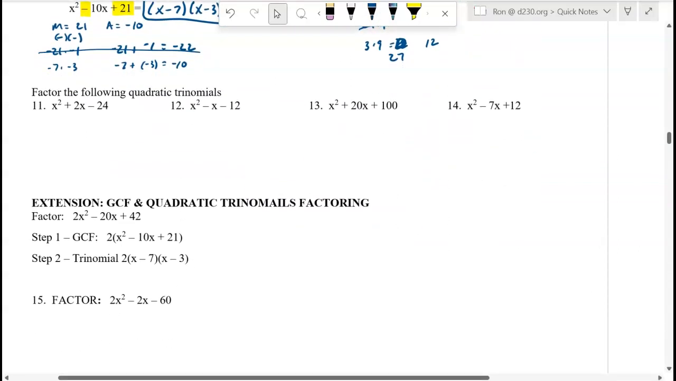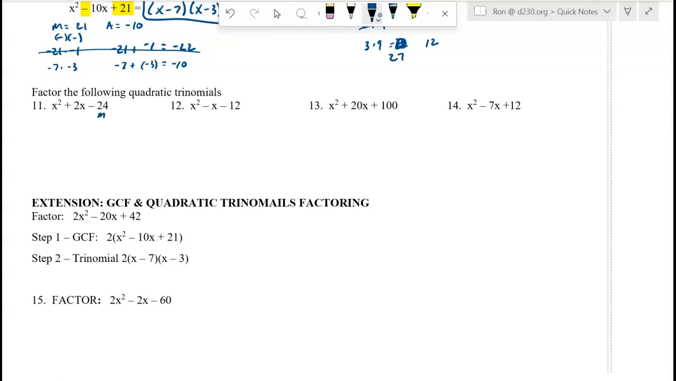So as we move down, real quick here, what multiplies to give me negative 24 and adds up to 2? This is negative, so I know I have to have one positive and one negative. They're going to basically subtract, so I'm going to look at it as 6 and negative 4. So this would factor out to be (x + 6)(x - 4).